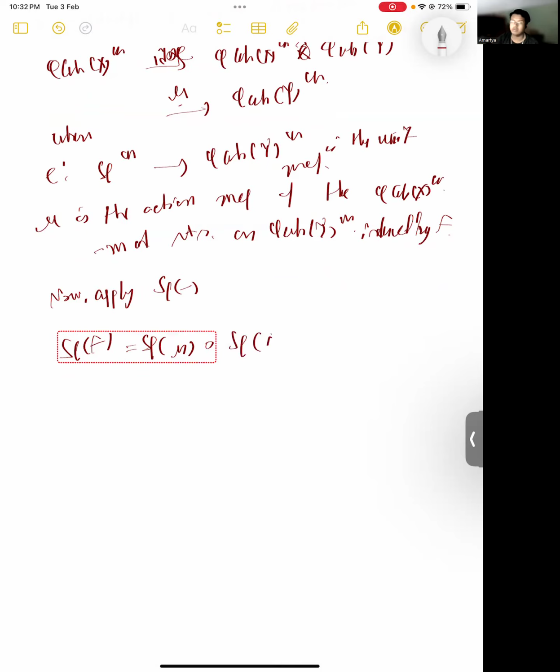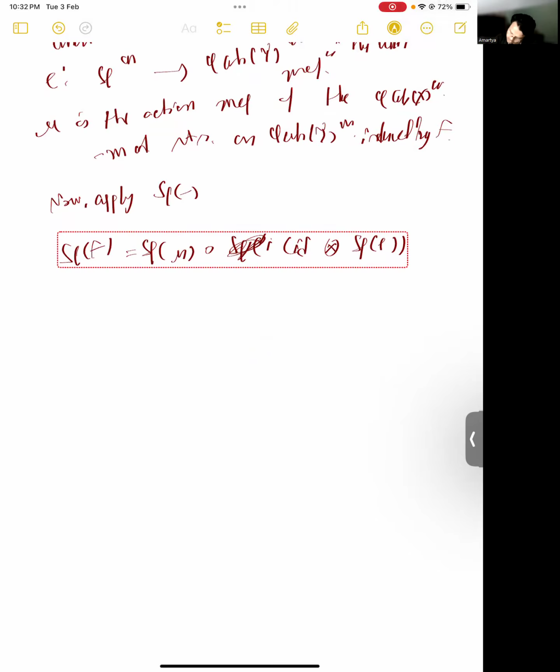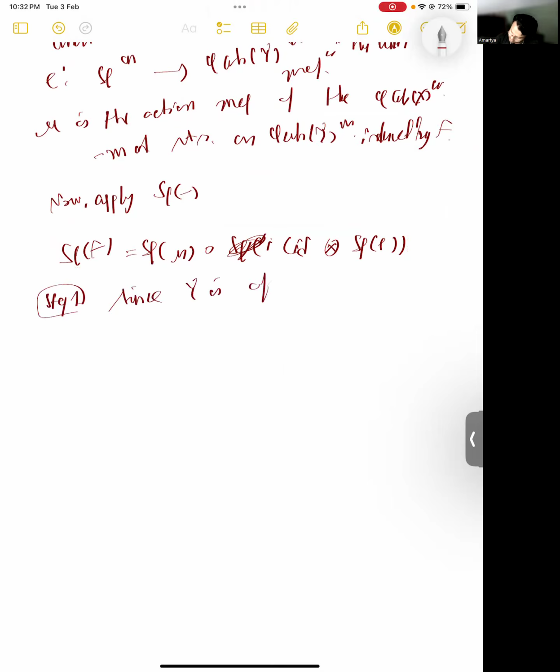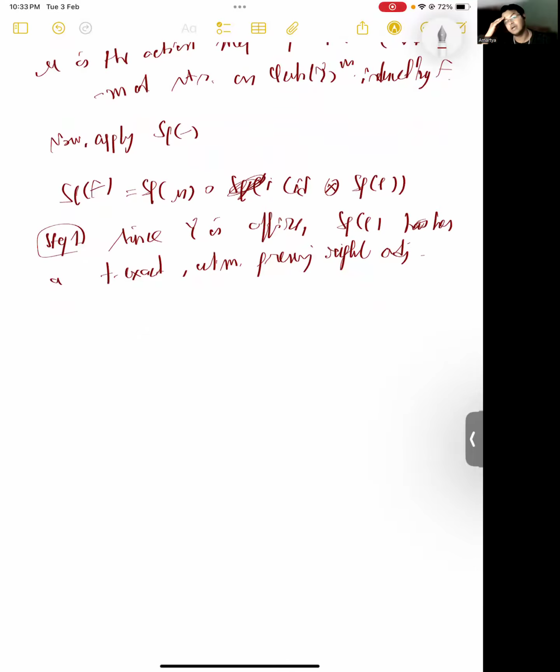It's P of... sorry. ID identity. So it's P of E. Okay. Now step one is that since y is affine, SPE has a T exact colimit preserving right adjoint, right? So I guess it is like the forgetful functor from Q call y to SP, right?